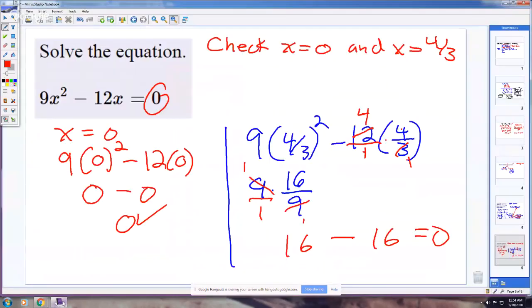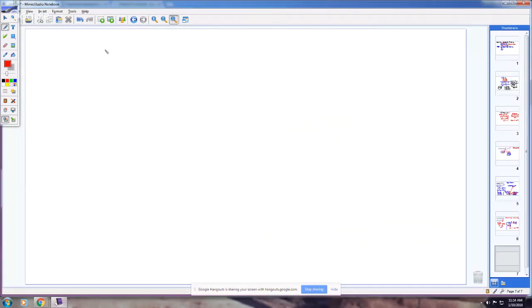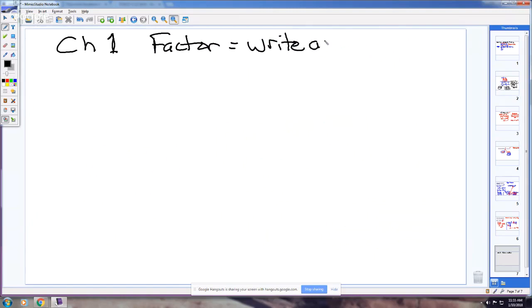All right, in closing, big ideas for this particular chapter, chapter 1: the idea of factoring. Factor just means write it as a product. Product is multiplication. Factoring, finding the greatest common factor, is a big deal. And sometimes we can do that in one shot. Other times it takes us a couple of tries, like I showed earlier.